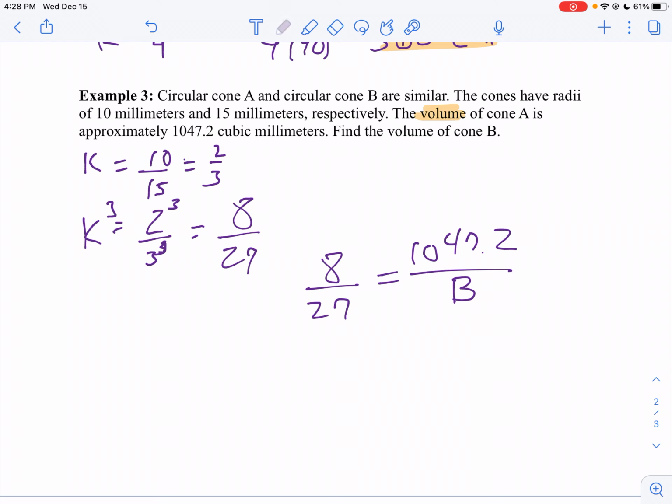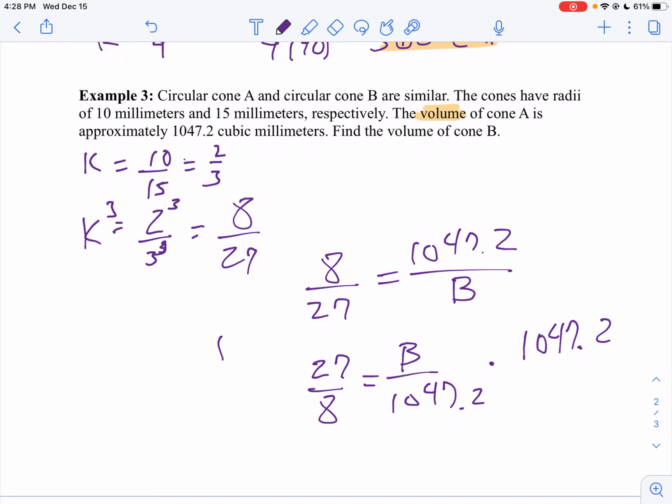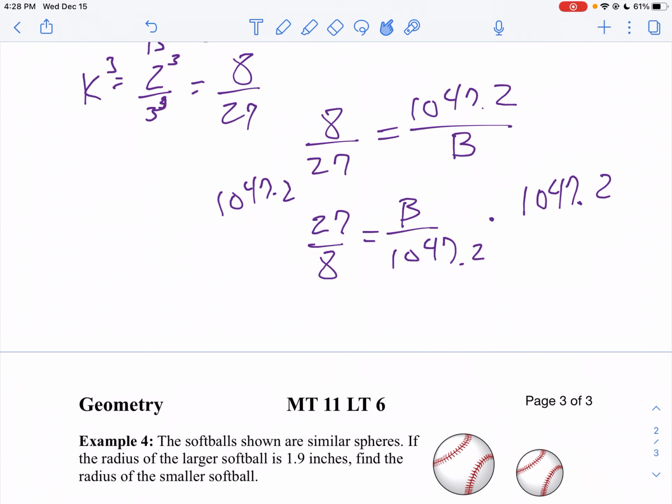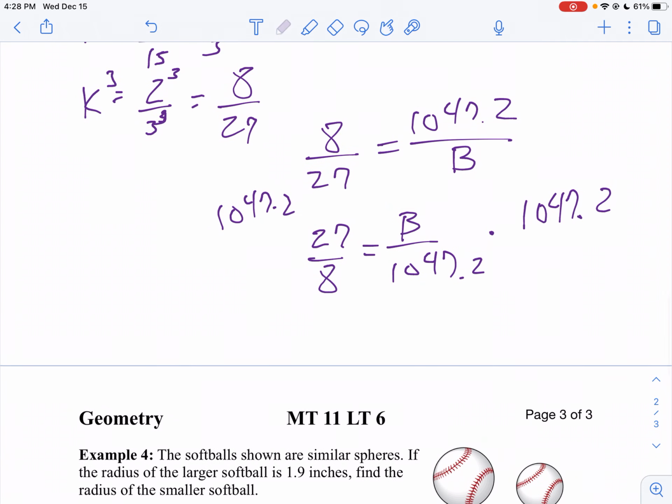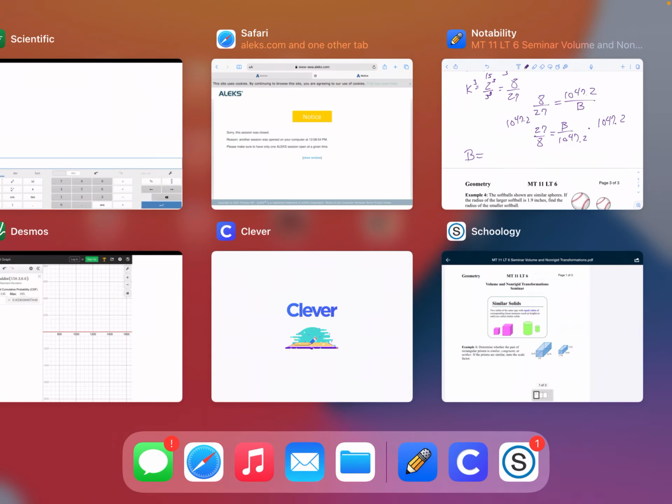So I'm going to say 27 is to 8 as B is to 1047.2. So notice to get B, I'm going to multiply both sides by 1047.2. So then I'll use my calculator. The volume of my shape is going to be 1047.2 times 27 divided by 8.